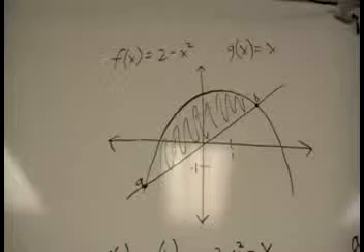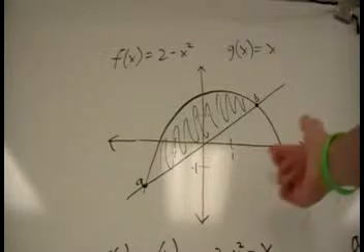Using the area formula, we can also find the area of a region bounded by two graphs. Let's try to find the area of the region bounded by f of x equals 2 minus x squared and g of x equals x. The graph of this is located here.